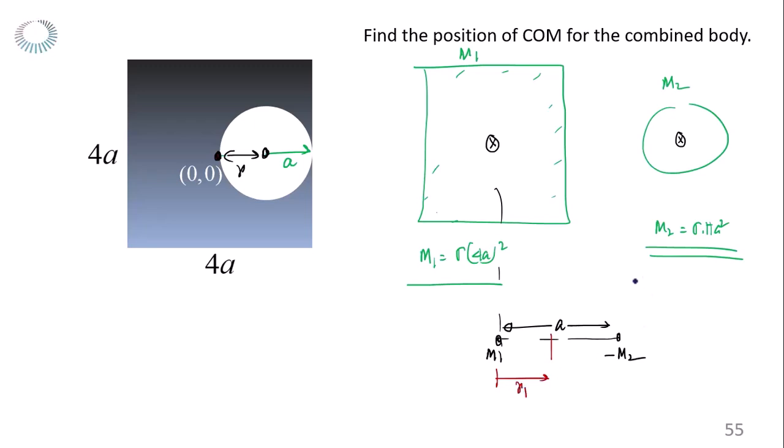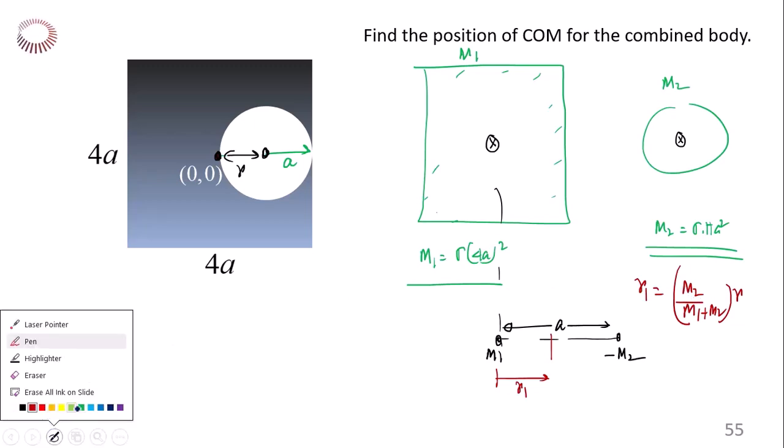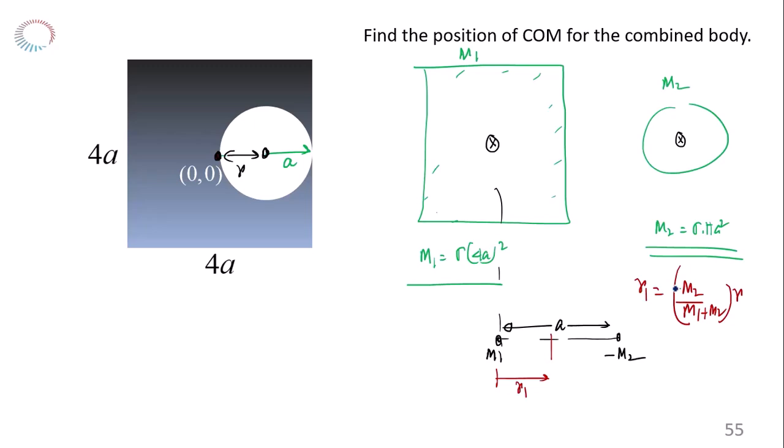Now what is r1? r1 should be equal to m2 by m1 plus m2 into r. But put it with the minus sign. So m2 should be taken as negative, in the numerator and in the denominator. So finally what you can write is minus m2 into r divided by m1 minus m2. Okay. So the same formula can be used whether we are adding the mass or subtracting the mass. Both are giving the same result.